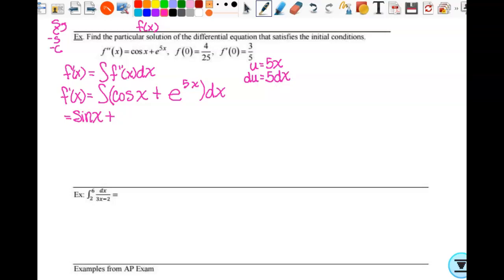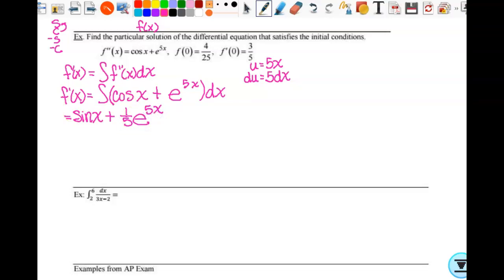So we can think through this. We don't necessarily have to write it all out. What that means is for this part, I would have to multiply by 5 to get my 5 dx, right? Which means on the outside I multiply by what? 1/5. And then it would be e to the u, which is e to the 5x.